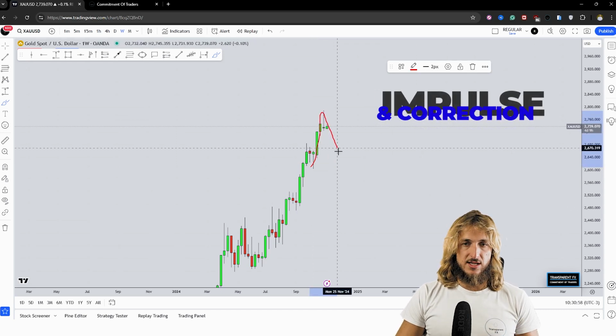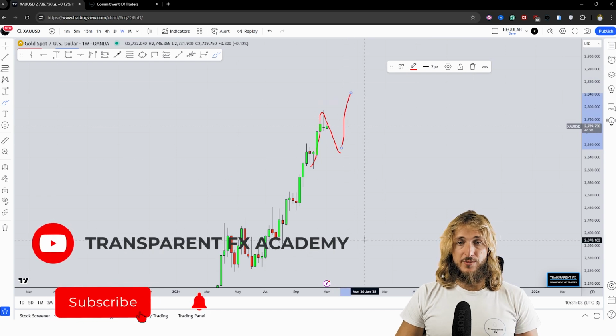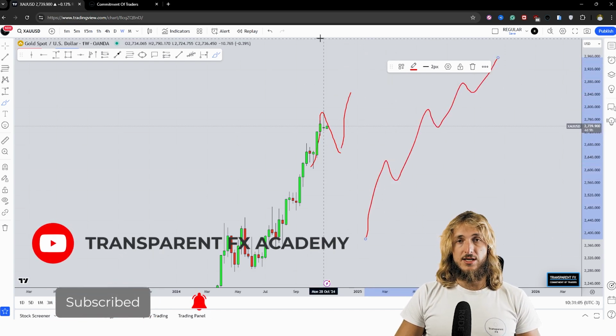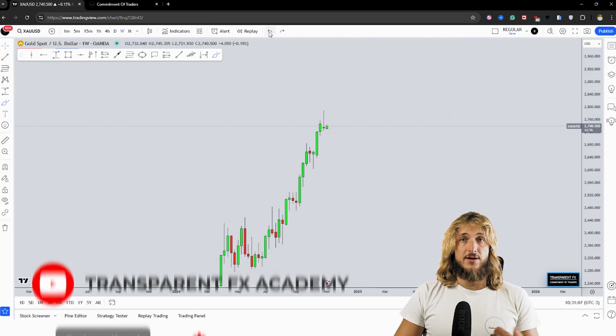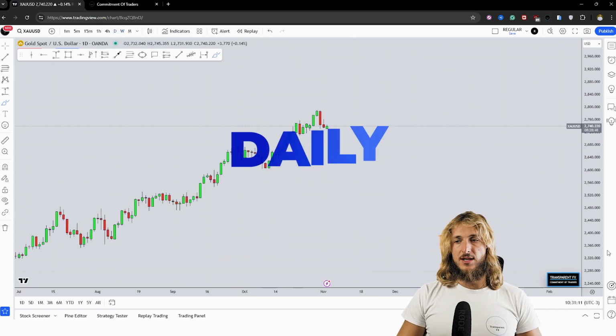So the next logical step would be for the market to provide a correction, even if it wants to continue higher, because again, every uptrend is composed by a series of higher highs and higher lows. So let's keep all of this in mind and drop down on the daily time frame.